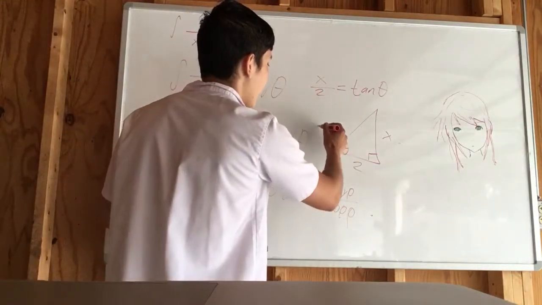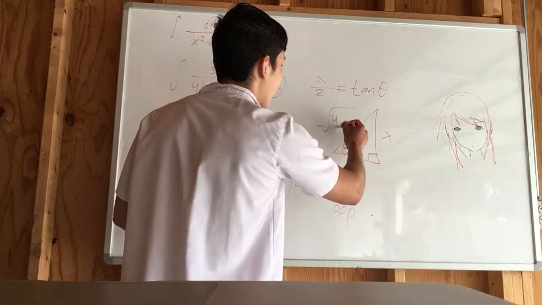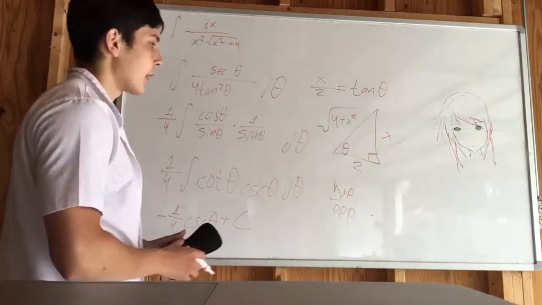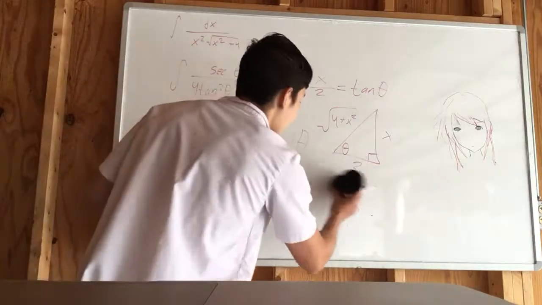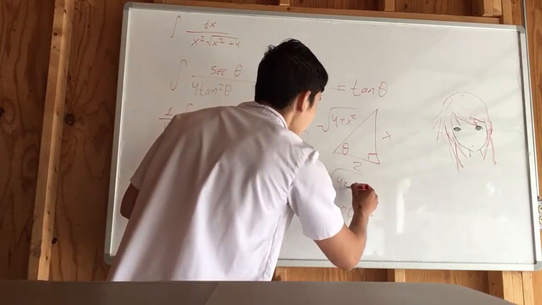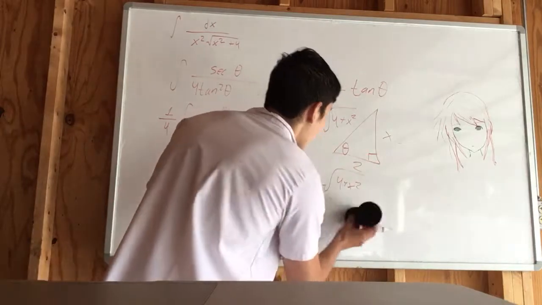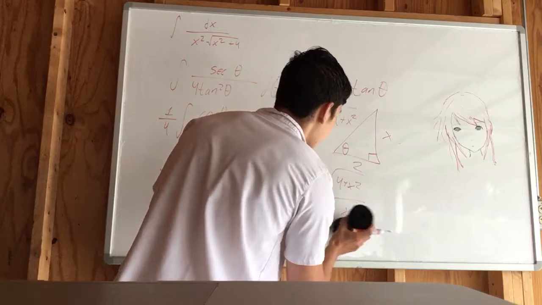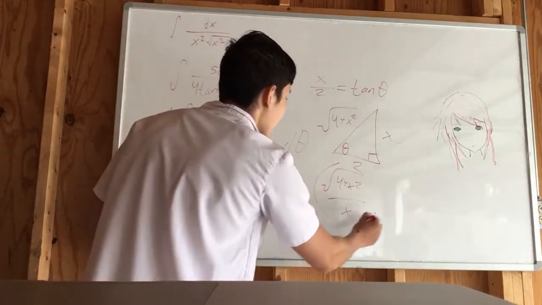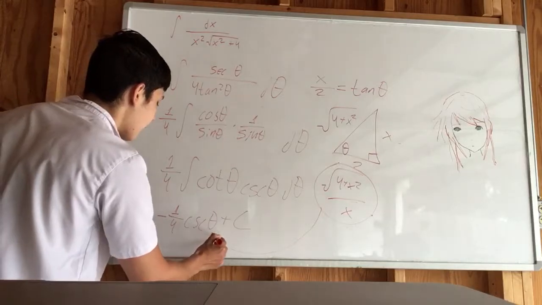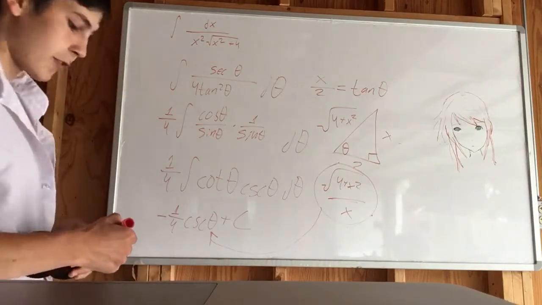So what's the hypotenuse? That's just the square root of 4 plus x squared by the Pythagorean theorem. So we have the hypotenuse, square root of 4 plus x squared, over the opposite, which is x. This is theta, which we plug back into here, and that is your final answer.